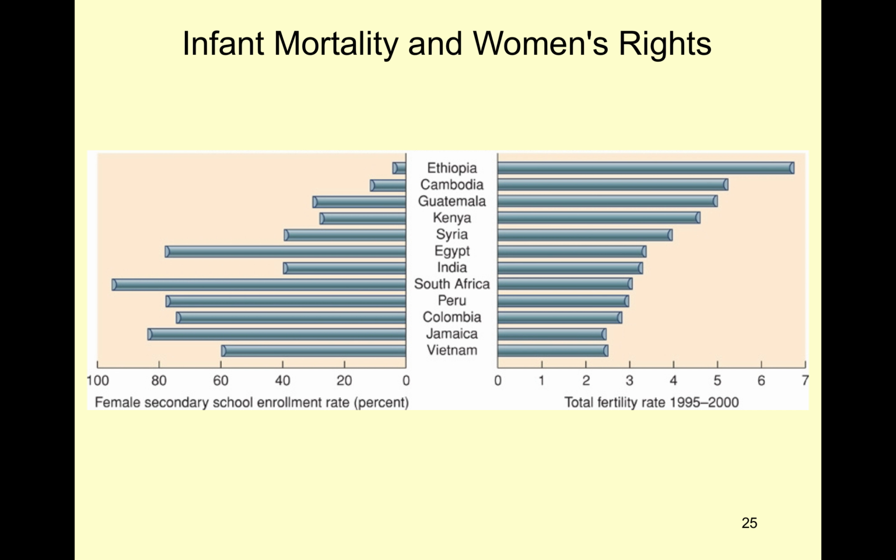Okay, another thing that plays a role in this is women's rights and infant mortality rates. As women are given rights, as women become educated, infant mortality rates go down, and also the amount of children per woman decreases as well. So education is important. Educating females and males and everyone is important to keeping fertility rates down.